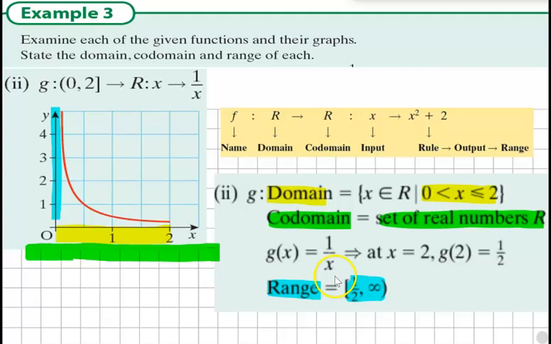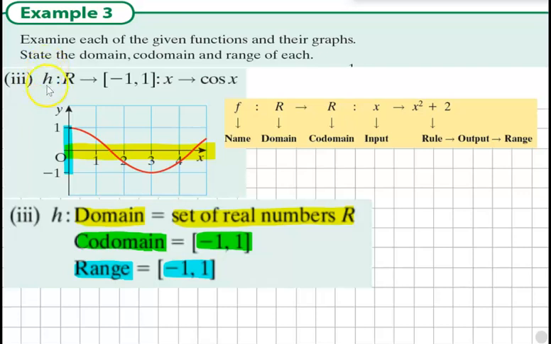So therefore, the range is equal to [1/2, infinity). With a half being the lowest y value, a half would be the lowest possible y value for this function. And we go up as far as we can. So we're going 1/2, 1, 2, 3, 4, and then we go up to infinity. So we have a square bracket indicating that it is equal to a half. So a half is the lowest possible y value or output, and infinity is the highest. Obviously, the y values just go on forever, from a half up to infinity.